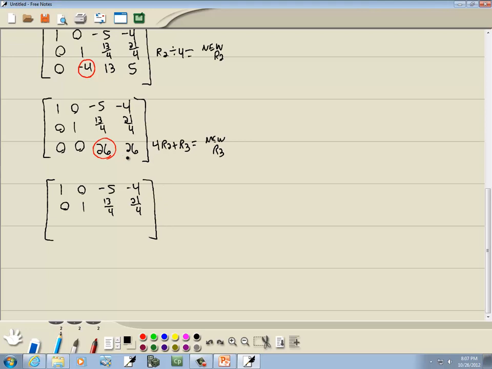Well, I want a 1 here. I can divide everything in this row by 26. So we'll take row 3, divide by 26, and that's going to give us our new row 3. Well, 0 divided by 26 is 0. 0 divided by 26 is 0. 26 divided by 26 is 1. 26 divided by 26 is 1.